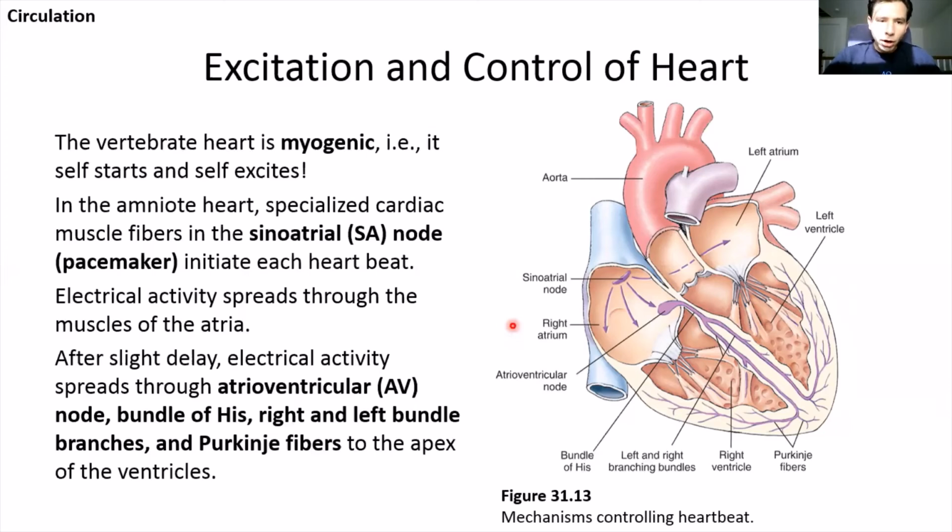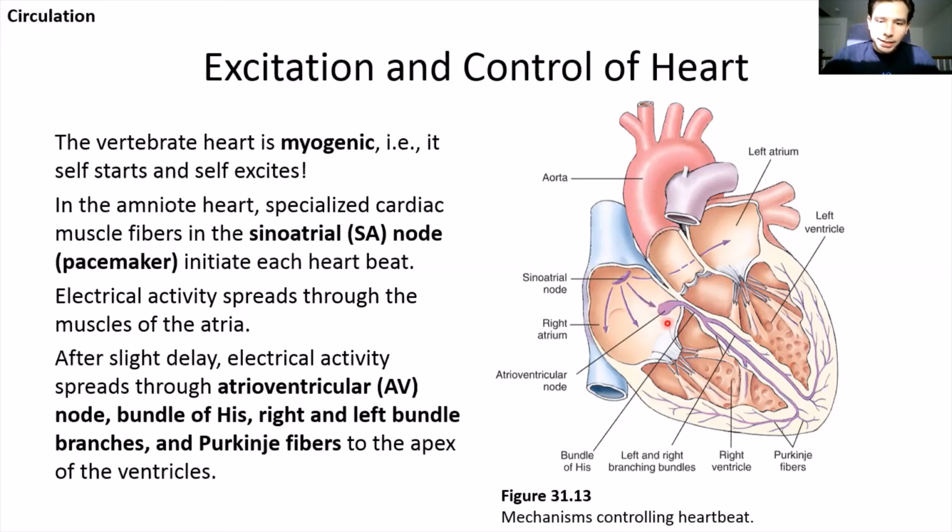In the amniote heart, there's a specialized bundle of muscle fibers here in the atrium called the sinoatrial node. We also call it the pacemaker. And it is the pacemaker which initiates each heartbeat. Essentially, it's an action potential that is going to spread across the heart. The electrical activity coming from the sinoatrial node is going to spread across the muscular wall of the atrium.